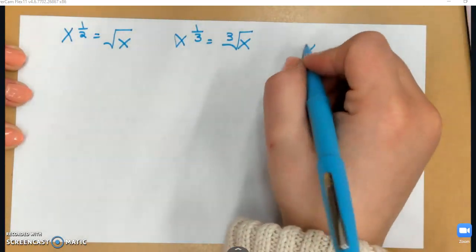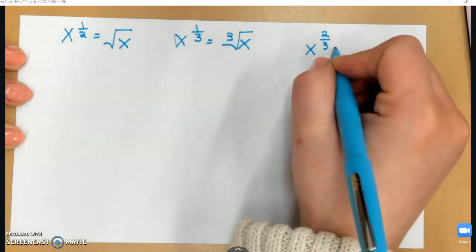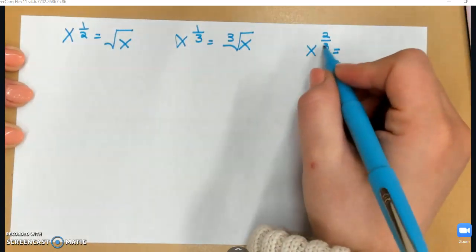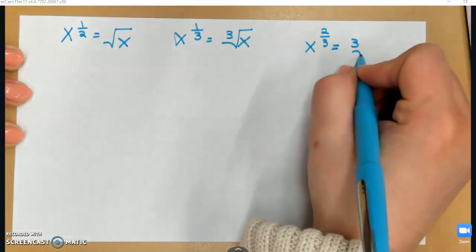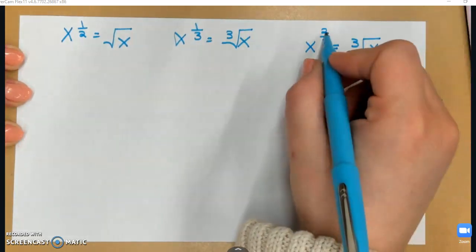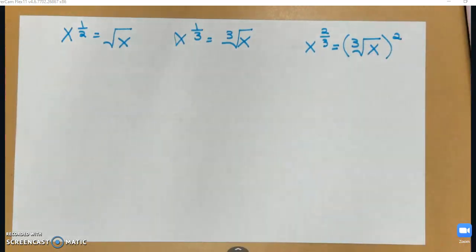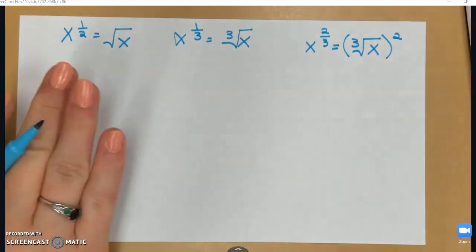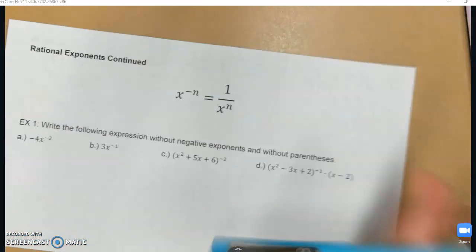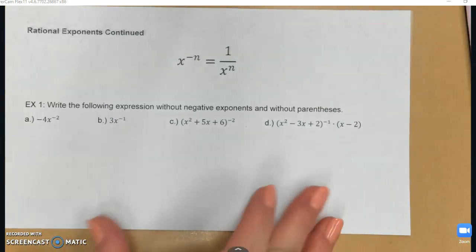And if I have something like x to the 2/3 power, what that means is my denominator tells me the root I'm taking. I have the cube root of x, and my numerator tells me what power I am raising that expression to. So that is the rational exponents we have already learned. Today we are going to talk about when we have negative exponents.